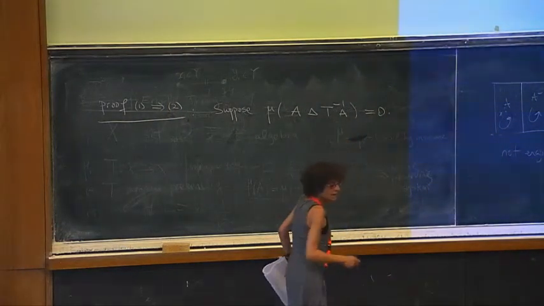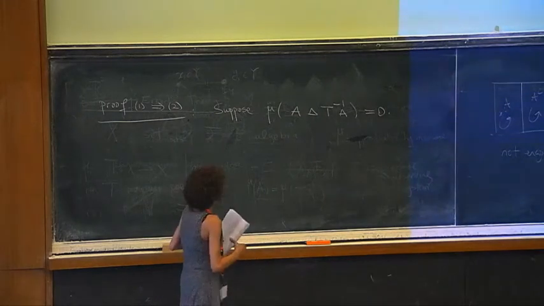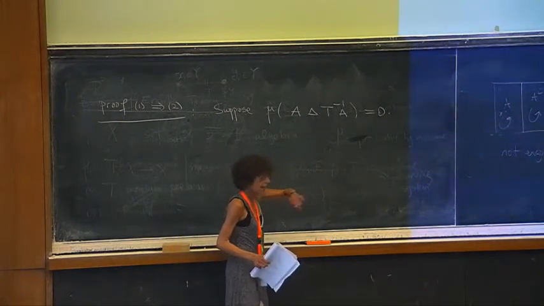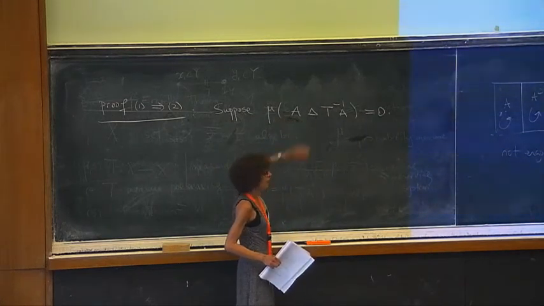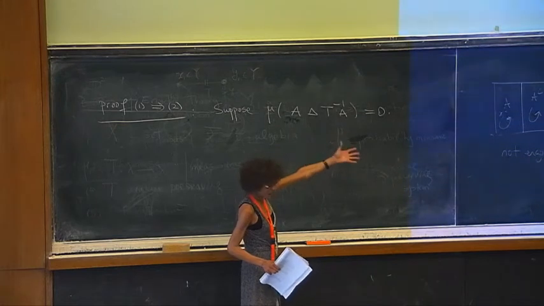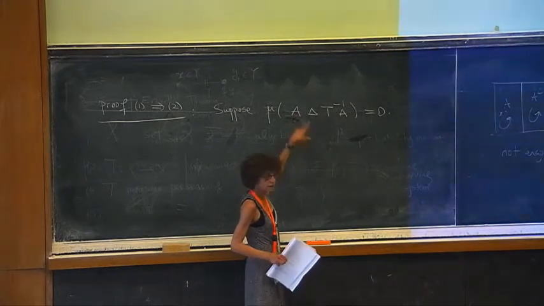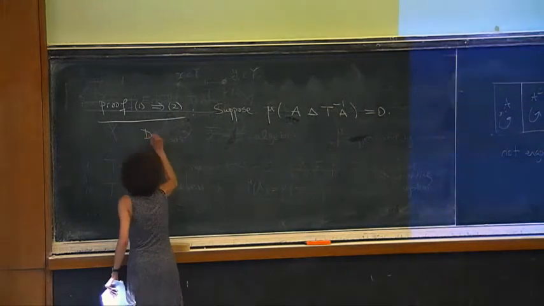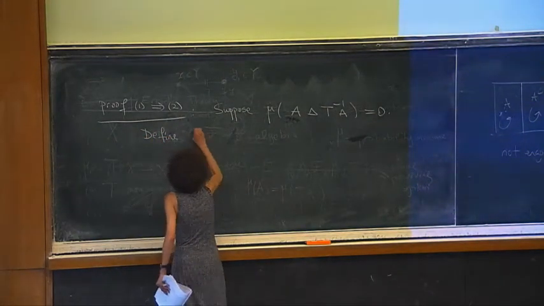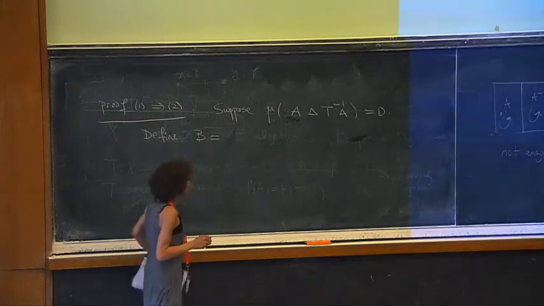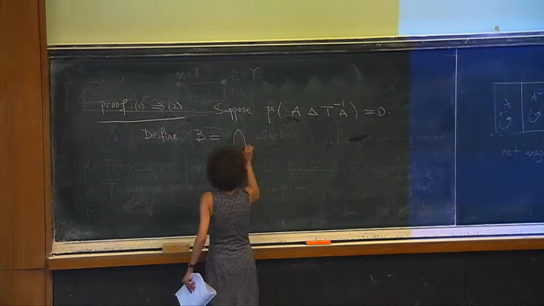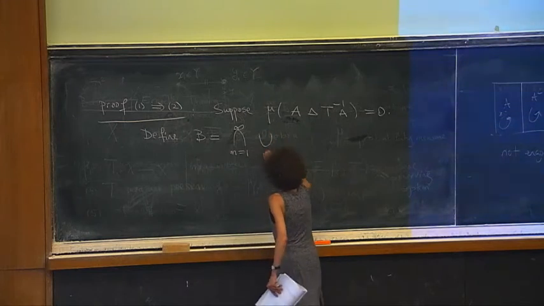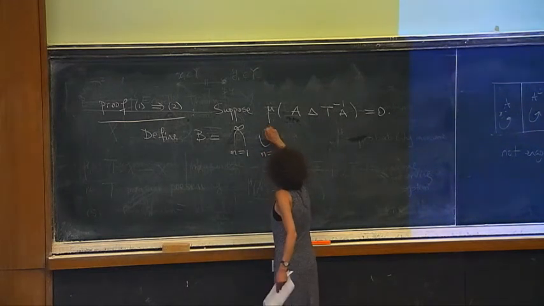Okay, and I want to show A has measure 0 or 1. So the idea is I'm going to construct a new set, which is really invariant and has the same measure as A. So if the invariant set has measure 0 or 1, the same thing will hold for A. Okay? So I'm going to define B to be the set of points that enter A infinitely often. So I write it like this: intersection over m, union over n.